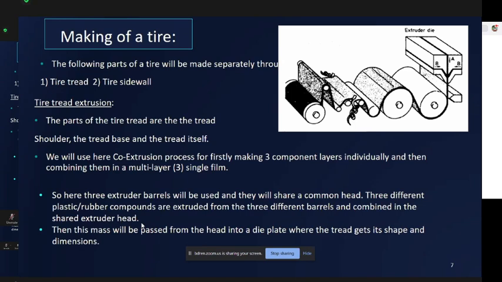So that part cannot be extruded directly. For that, we will use some cutting tools and make a specific shape with those cutting parts. So that will be this part of the presentation. Now we'll move on to the next.